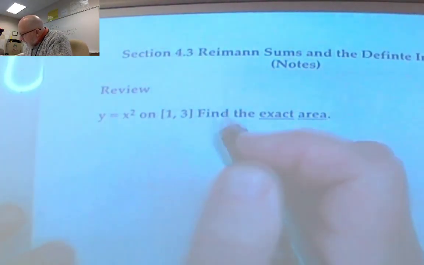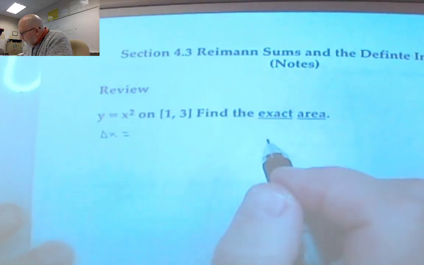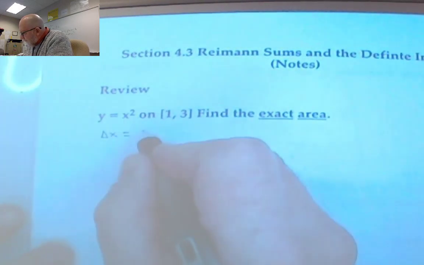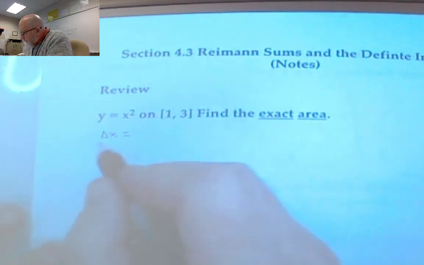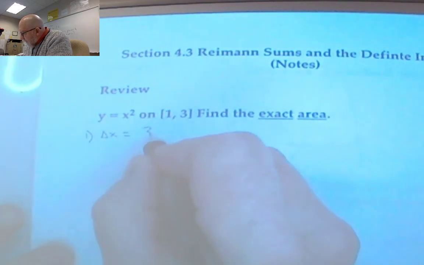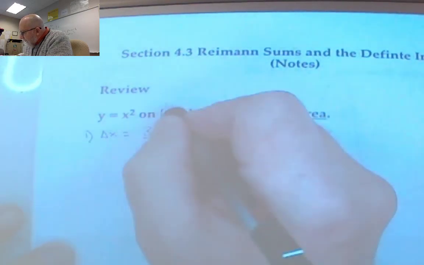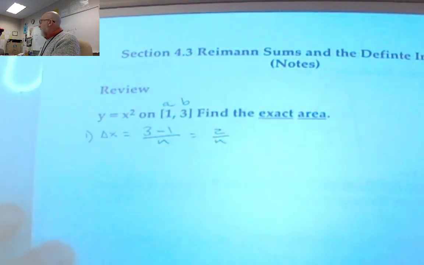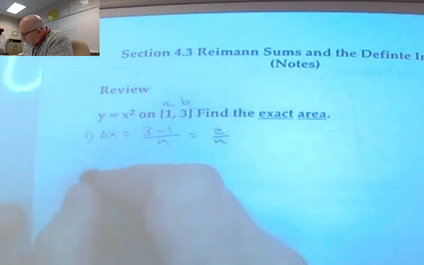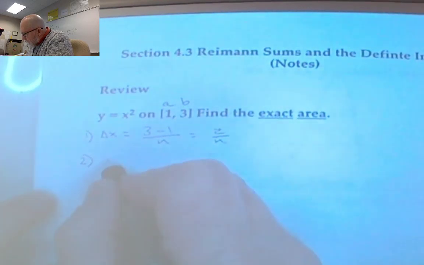So Anita, what's the first thing we do here? Find delta x. Okay. And what is delta x here? It would be 2 over n. How did we get 2 over n? It's exactly correct, but how did we get it? 3 minus 1 over n. And this is, I can call that A and I can call that B, correct? Correct. All right.